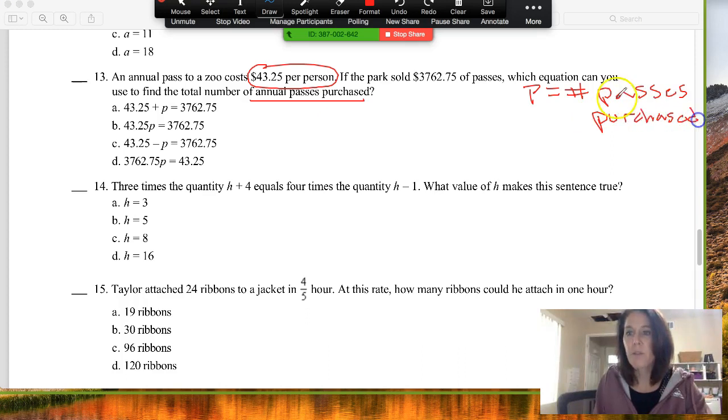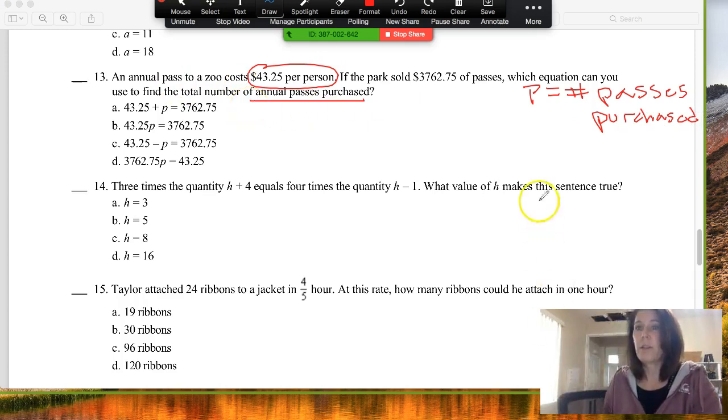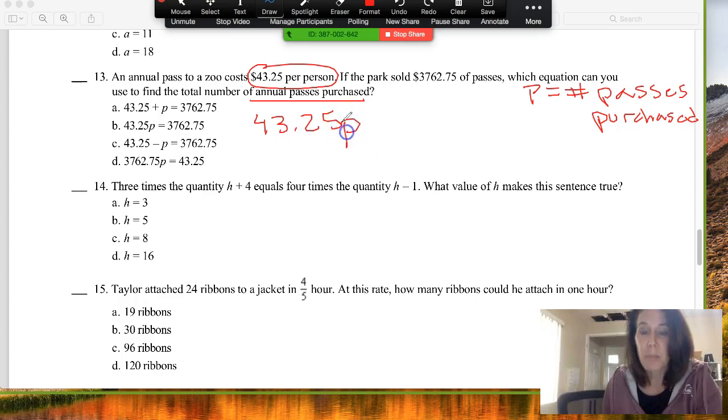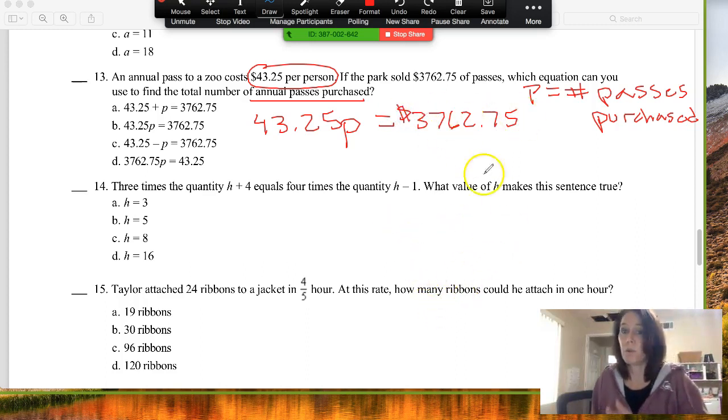Okay, so if you define your variable by the question that you're looking for, that literally helps you figure out what you need to find. So let's do this. We have $43.25 per person to buy a pass. So if there was 2 of you, you would go $43.25 times 2. How many of them are you? How many passes got sold? Well, do $43.25 times the number of passes that were purchased. That should be the total amount for the passes. That will be the total amount that the zoo sold in passes.